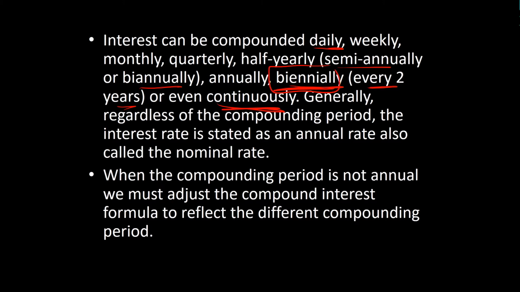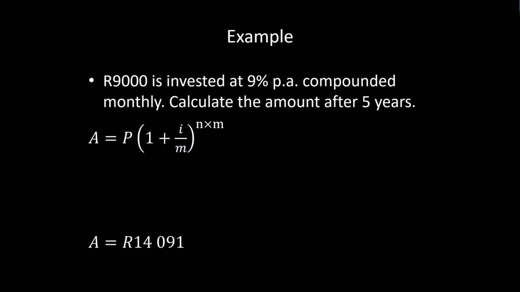Now, regardless of the compounding period, the interest rate is generally stated as the annual rate, which we call the nominal rate. It's in name only, okay? When the compounding period is not annual, however, we need to adjust the compound interest formula, and you would have seen this. This is where we changed n by multiplying by the number of times compounding occurs, and then we divide i by the number of times that compounding occurs. So we change the compound interest formula to reflect any change in the compounding period.